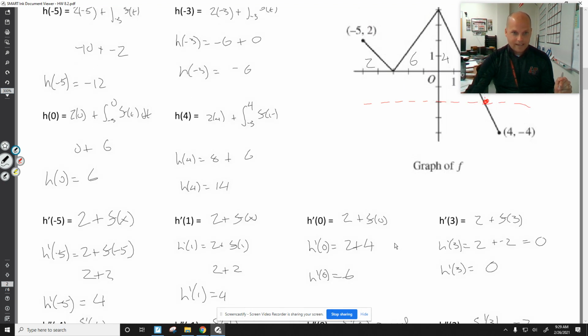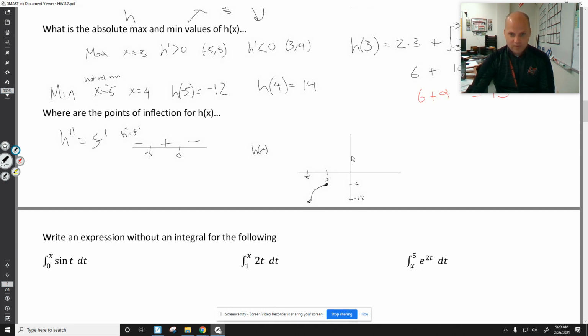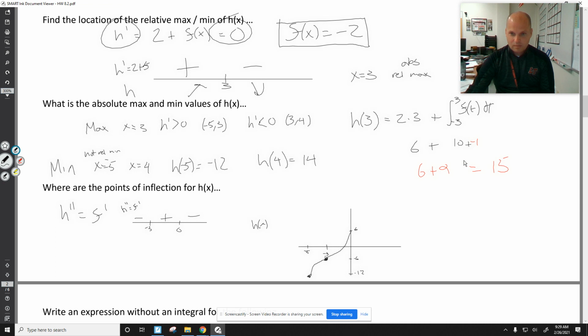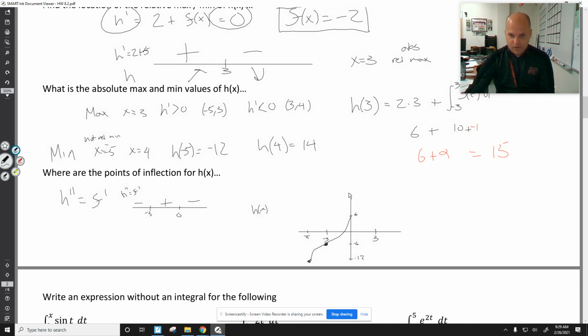And then I get to h of 0. H of 0 is 6. I'm increasing concave up until that, because this is positive. And then I'm increasing concave down until my max at 3. Increasing concave down until I get to 15. And then I decrease concave down until 14, just a little bit. Knowing areas helps us understand changes.